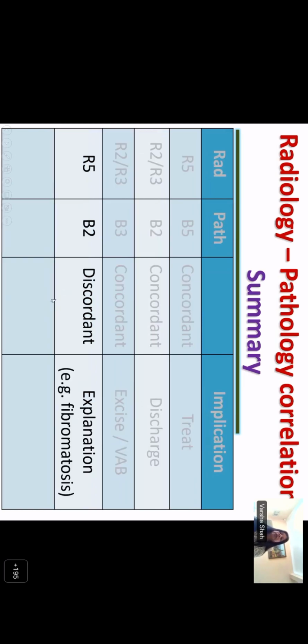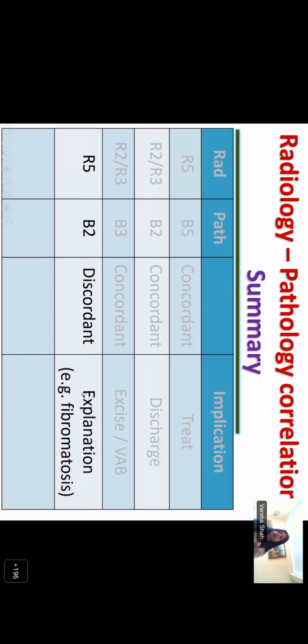Okay, so what happens when you get a discordant biopsy result? So we have R5. It was radiologically very suspicious, but I have got a B2 diagnosis. So it's a discordant diagnosis, right? Is there any explanation? So for example, fibromatosis. Fibromatosis can look like an R5 lesion because it's an infiltrative type of lesion, but it is benign. It does require excision, but it is benign. So ideally it would be B3 rather than B2, but it is benign.